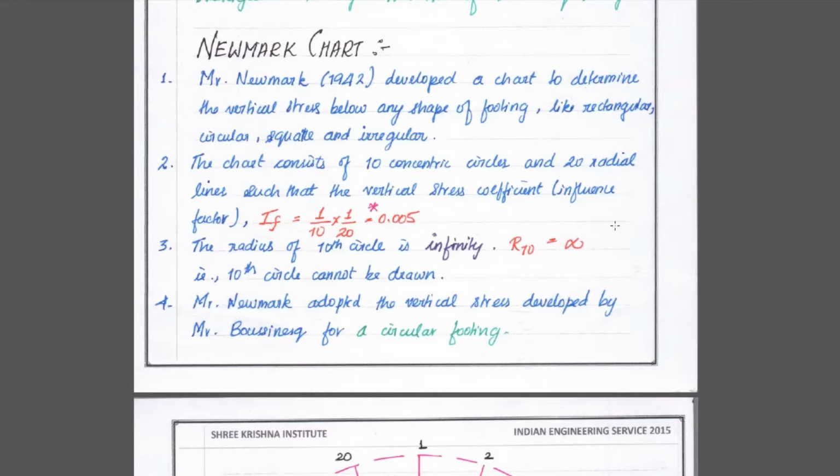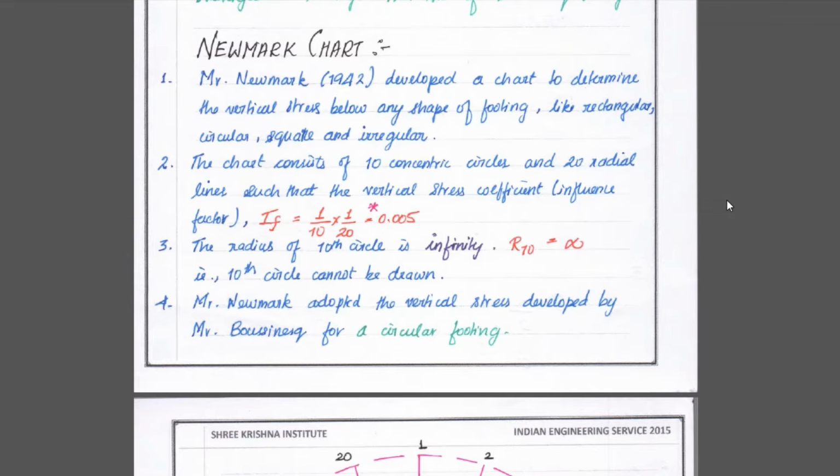Hello friends, today we are going to see the Newmark influence chart. The Newmark influence chart is mainly used to find the vertical stress distribution. Mr. Newmark developed a chart in 1942 to determine the vertical stress distribution below any shape of footing.